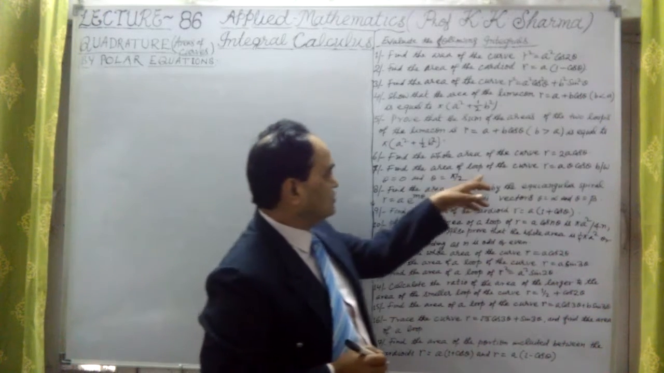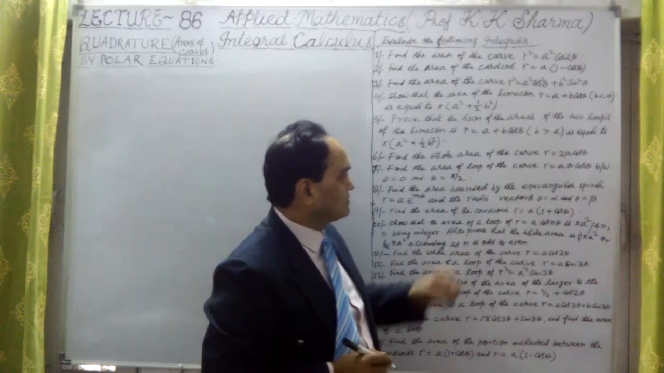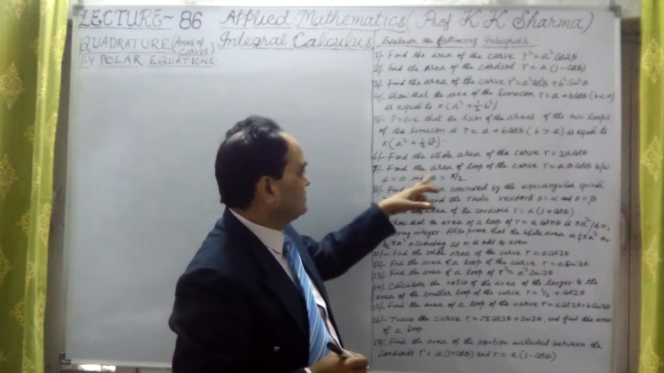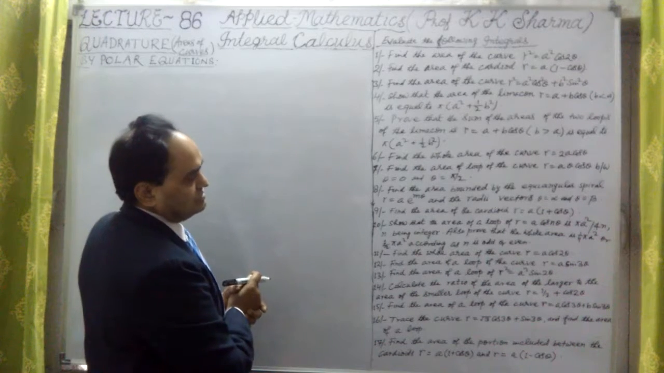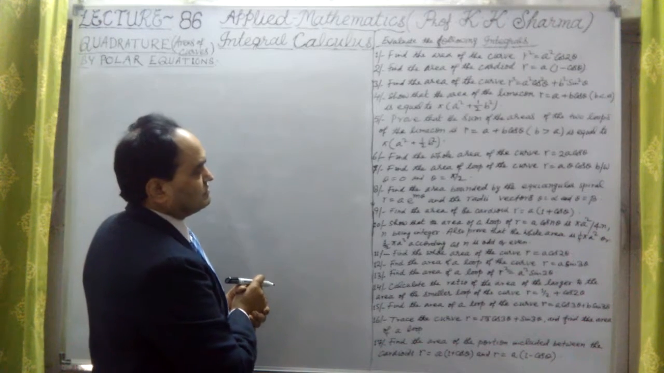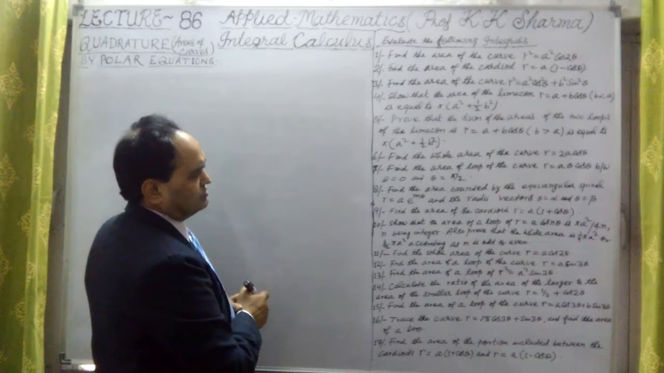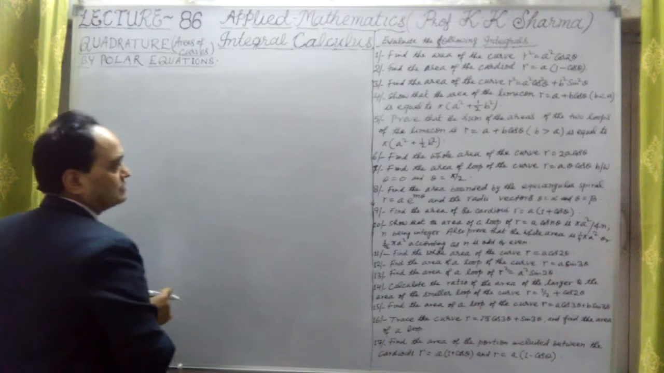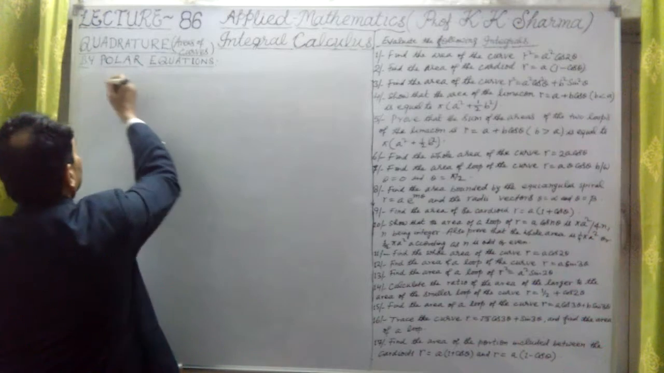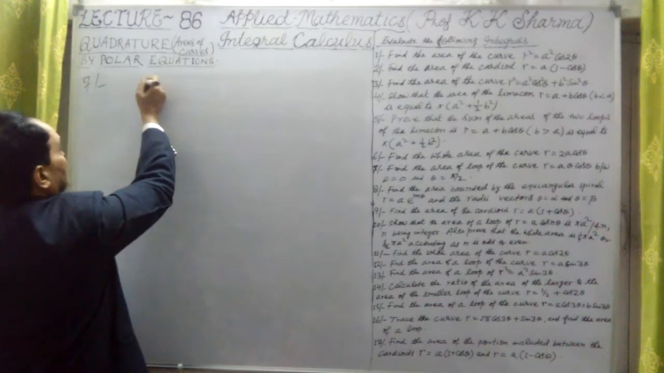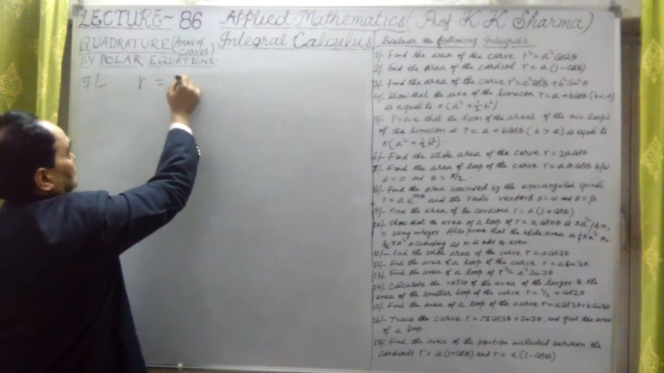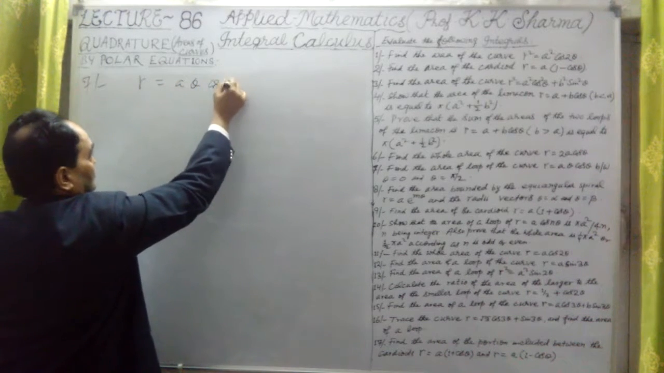It says, find the area of the loop of the curve r equal to a theta cos theta, between theta equal to 0 to theta equal to pi by 2. So these are the limits given to us. Let me just find out the area. Question number 7: the curve is r equal to a theta cos theta.